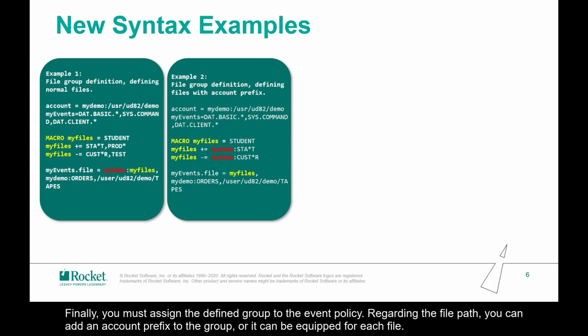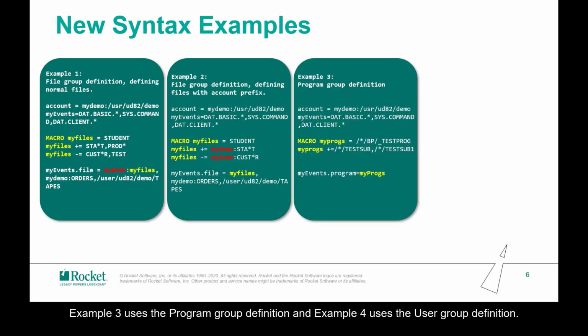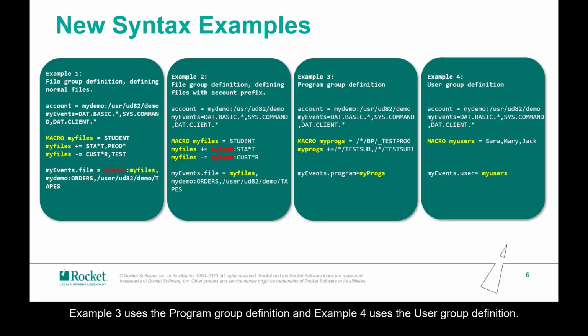Regarding the file path, you can add a count prefix to the group, or it can be applied to each file. In the file group, we can see we use a wildcard policy to match the file name. Example 3 uses the program group definition, and example 4 uses the user group definition. A macro is still used to define the group name, and then it assigns a group of programs or users to it. Finally, don't forget to assign the group to the event policy.